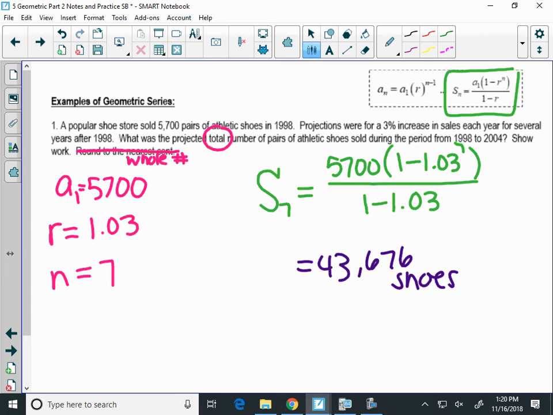Good. You understand? Not too hard. I think the sequence, or the word problems especially, get a little easier.